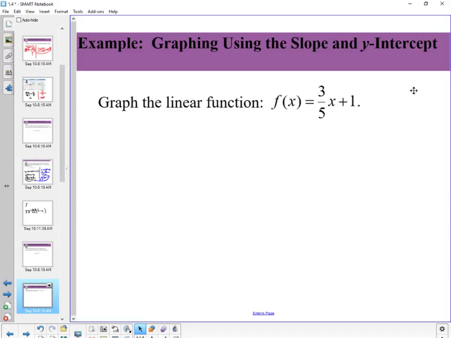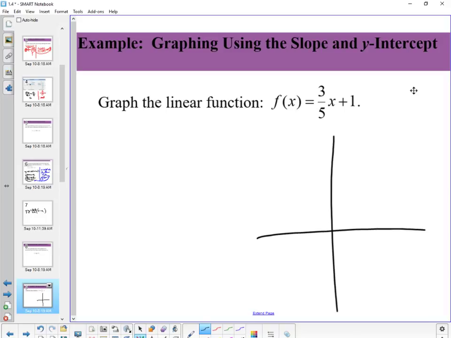Anyway, so graphing from here. Everyone knows where I start, right? Where am I starting at? At the y-intercept, which we call? Thank you. My y-intercept is at (0, 1).